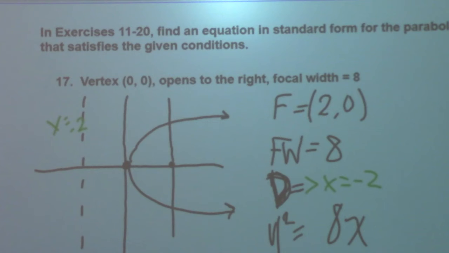You have to remember focal width is the absolute value. Someone asked in this problem, what would happen if we moved it besides the vertex? Well, if we moved this to the right 3 units, it'd be the same thing, but it'd be y squared equals 8 times x minus 3. That would move the thing 3 units to the right. And also we could deal with the y and move it around similarly.